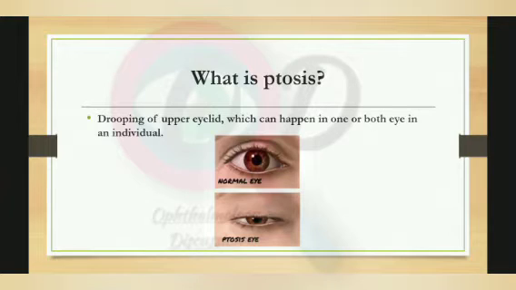Drooping of the upper eyelid can happen in one or both eyes in an individual. This means that ptosis can be unilateral or bilateral. Unilateral means only one eye is affected, and if it is affecting both eyes, then it is bilateral ptosis.